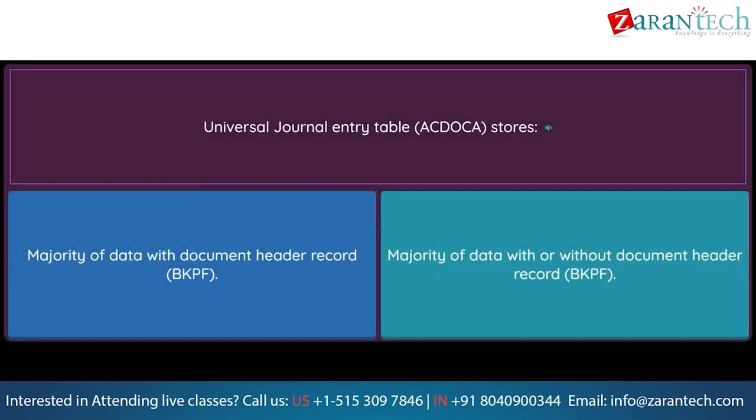Question: Universal Journal Entry Table, ECDOCA, stores. Option 1: majority of data with document header record, BKPF. Option 2: majority of data with or without document header record, BKPF.